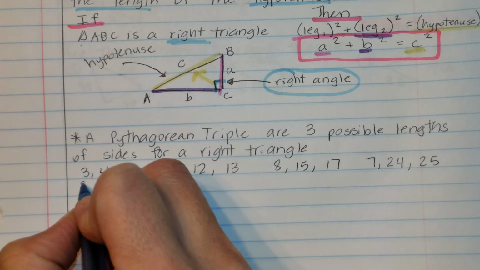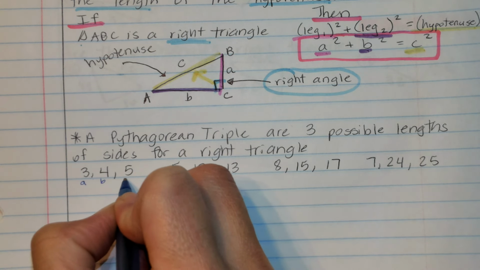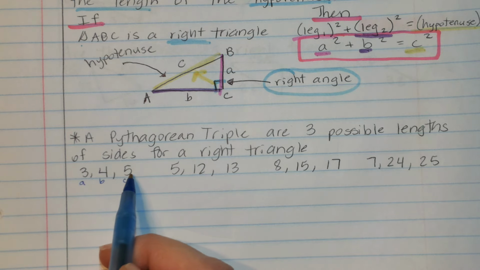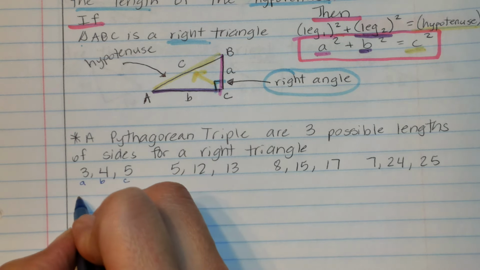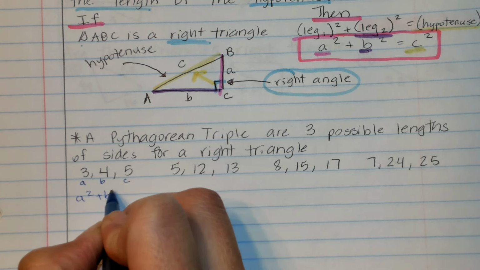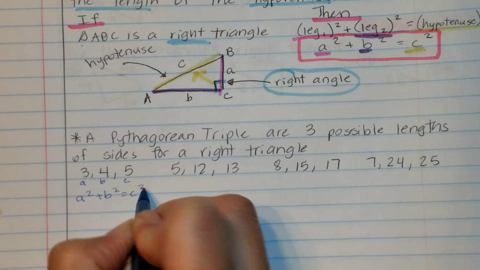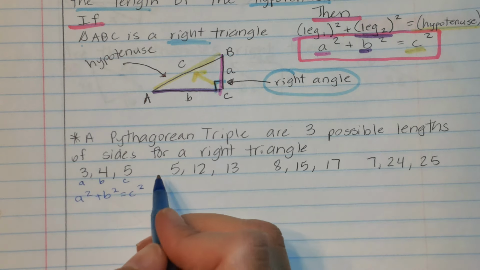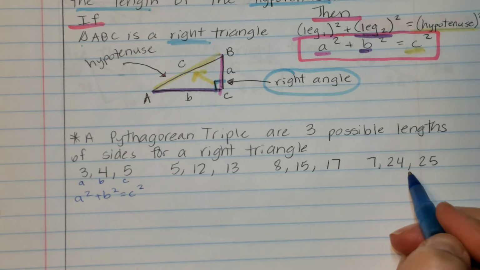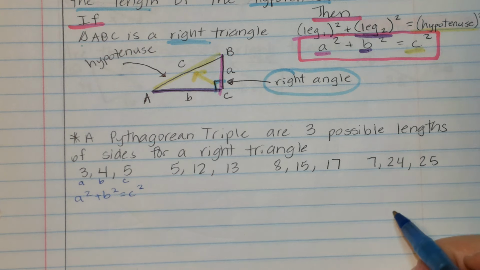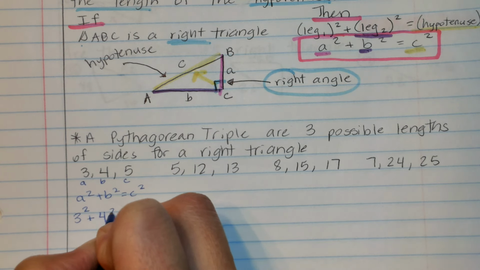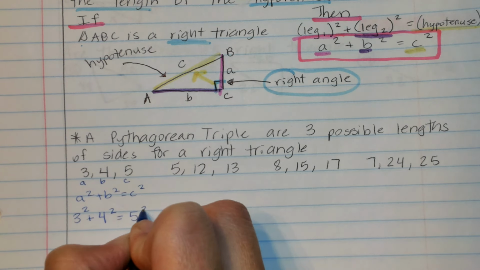So I can write underneath that a, b, and c. So a is 3, b is 4, c is 5. And then I would do a squared plus b squared equals c squared. And now I'm going to substitute in my values. So I'm going to do that for each one. It's going to be kind of a lot of work, but it's really important that you get this practice. So I'm going to substitute 3 squared plus 4 squared equals 5 squared.